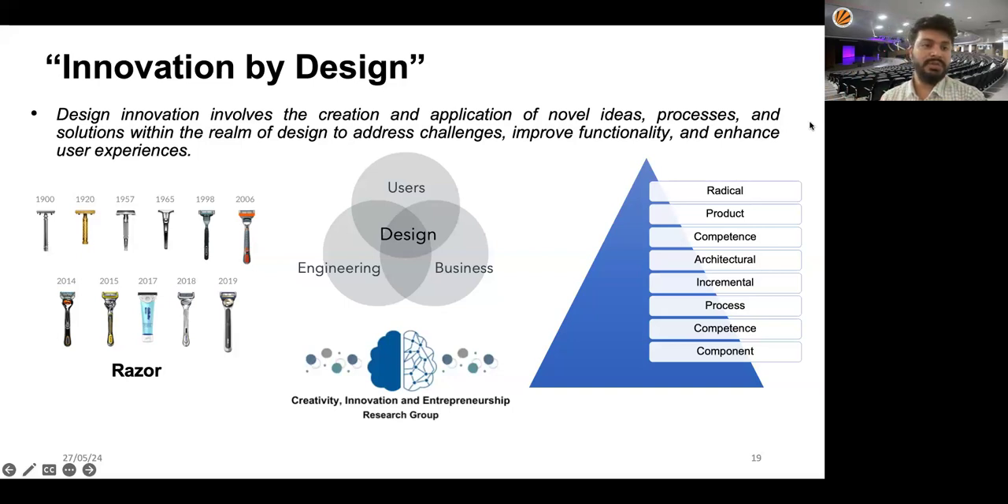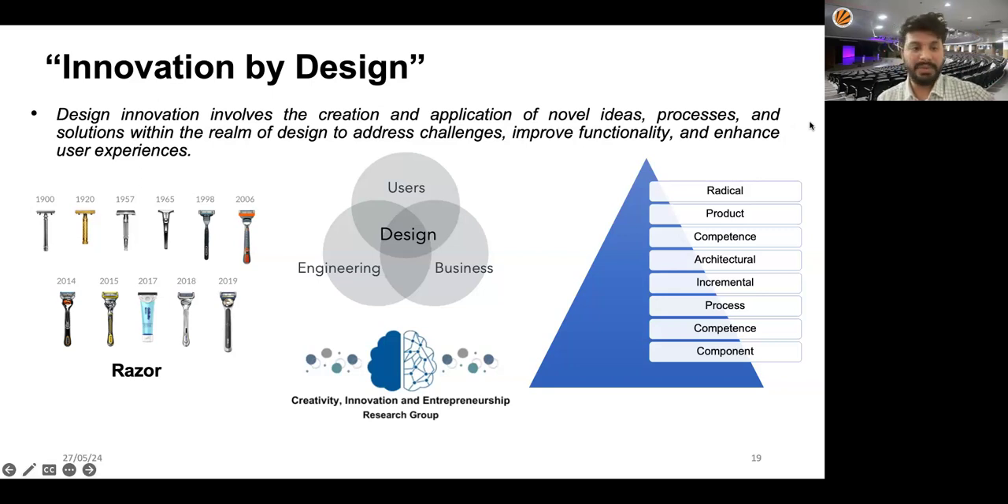I wanted to show you one interesting product here on the left side of my screen. If you see this razor, it was established in the 19th century. So you see the innovation is happening. Every year or every century, the innovation happens. The razor design has been changed due to the market demand, due to the users' needs. Accordingly, the design of this particular razor has been changed.